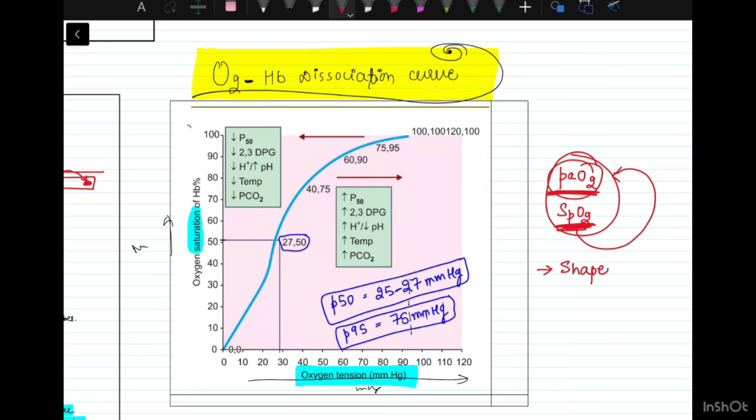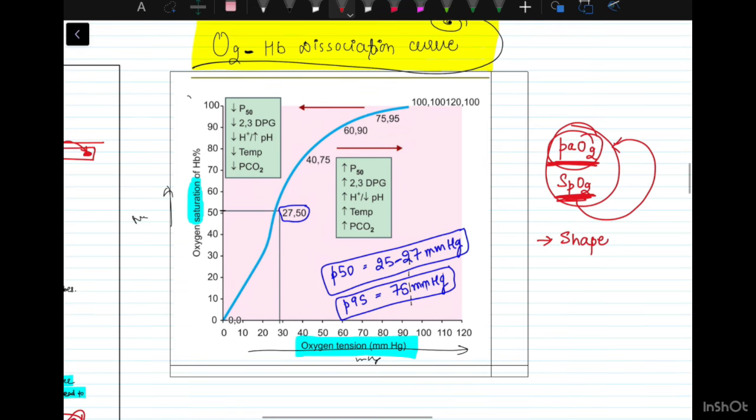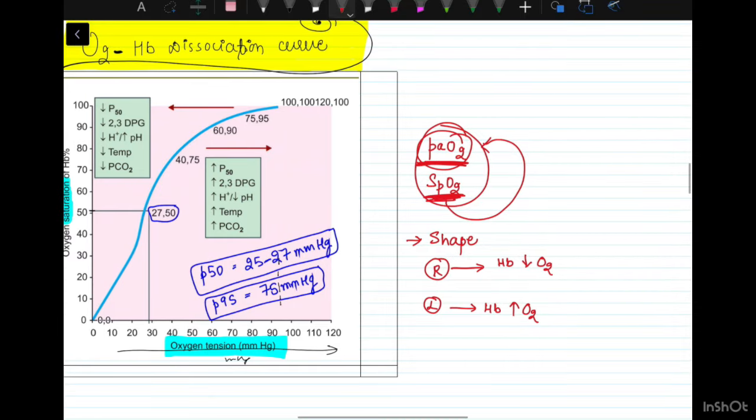Also, it will tell the shape of the curve. The oxyhemoglobin dissociation curve will tell you what is the status of the body for oxygen release. If the curve is shifted to the right side, that means the hemoglobin has lesser affinity to oxygen. If it is shifted to the left-hand side, that means hemoglobin has higher affinity to oxygen. At the tissue level, obviously we require this thing to happen.